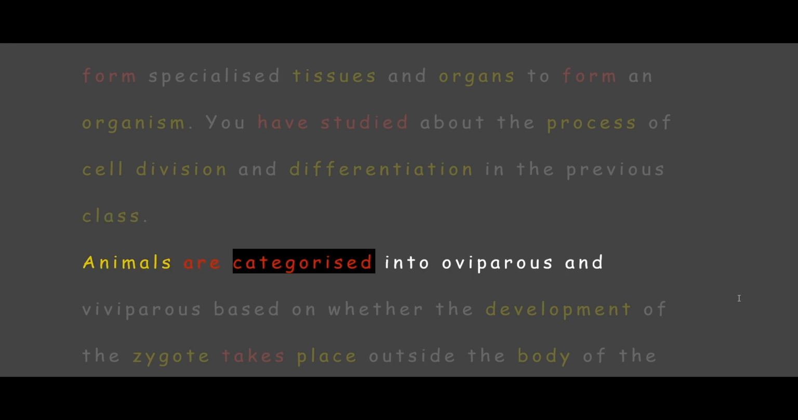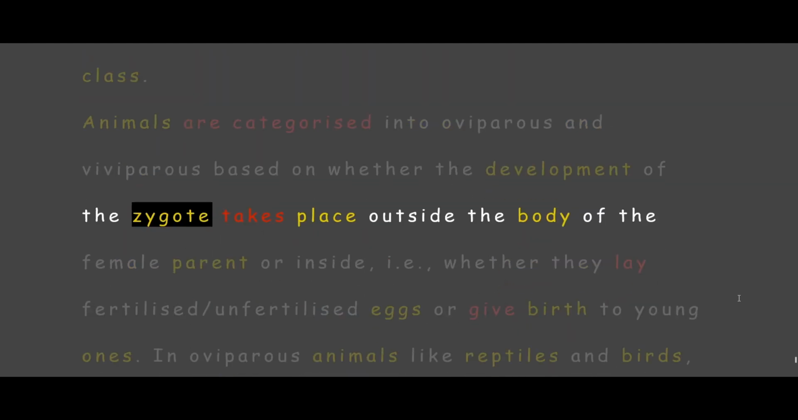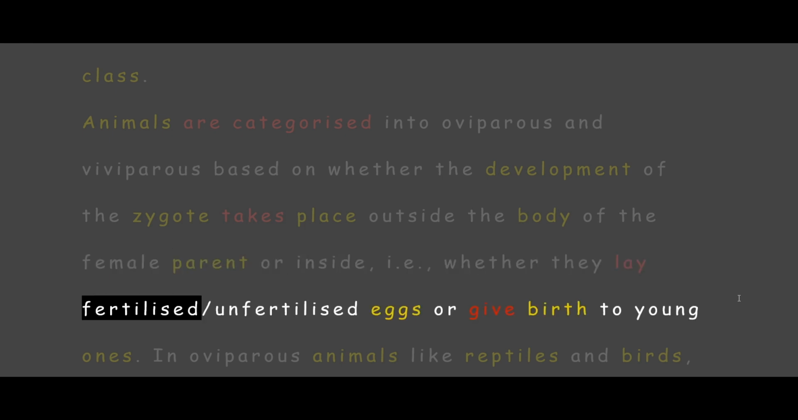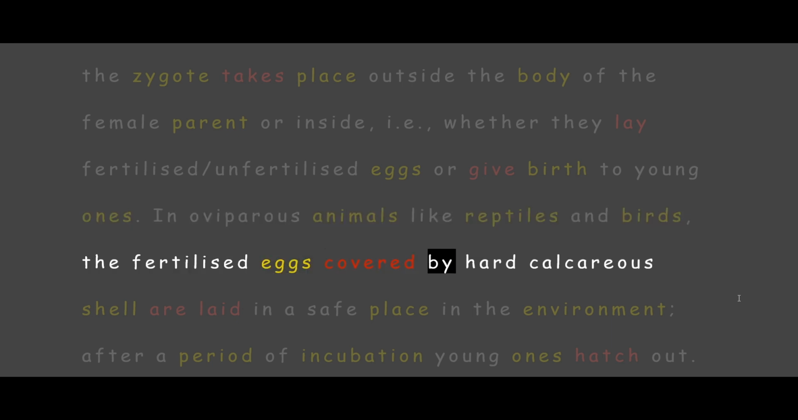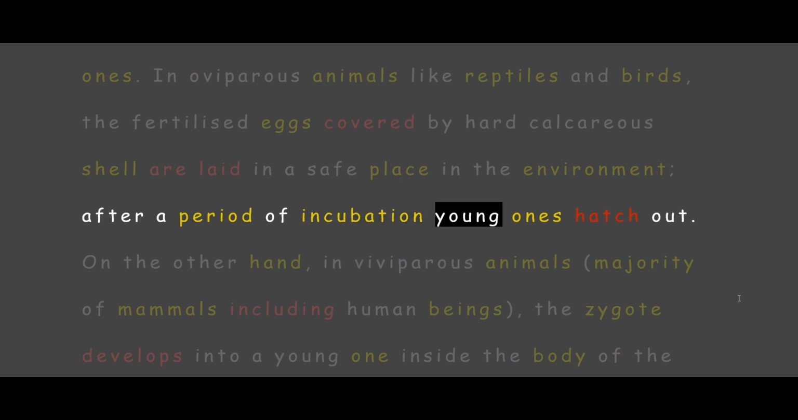Animals are categorized into oviparous and viviparous based on whether the development of the zygote takes place outside the body of the female parent or inside, i.e., whether they lay fertilized/unfertilized eggs or give birth to young ones. In oviparous animals like reptiles and birds, the fertilized eggs, covered by hard calcareous shell, are laid in a safe place in the environment. After a period of incubation, young ones hatch out.